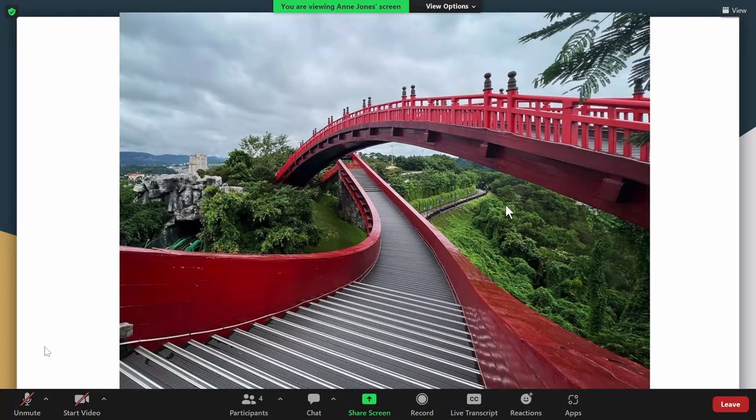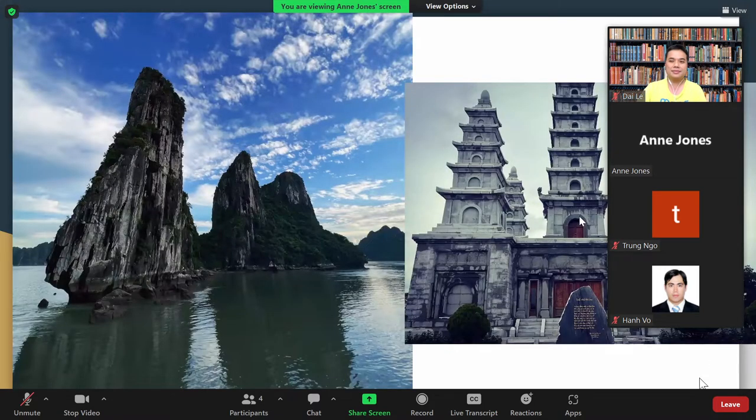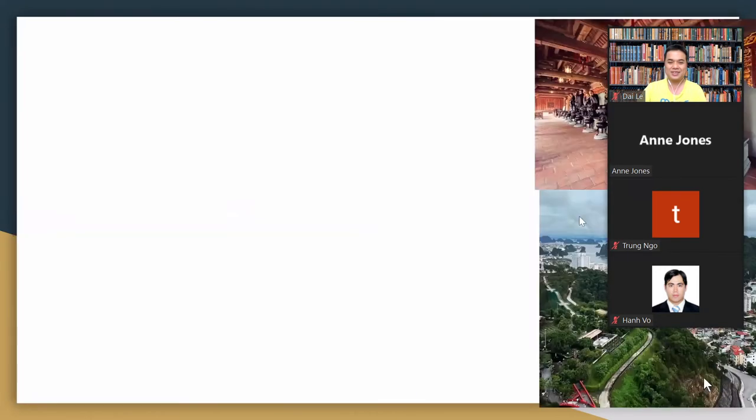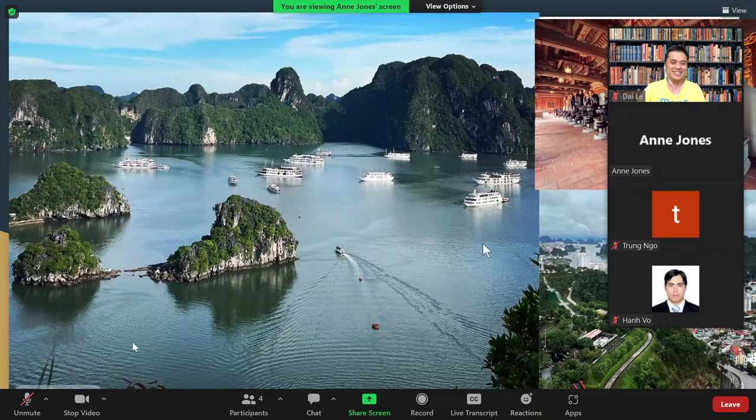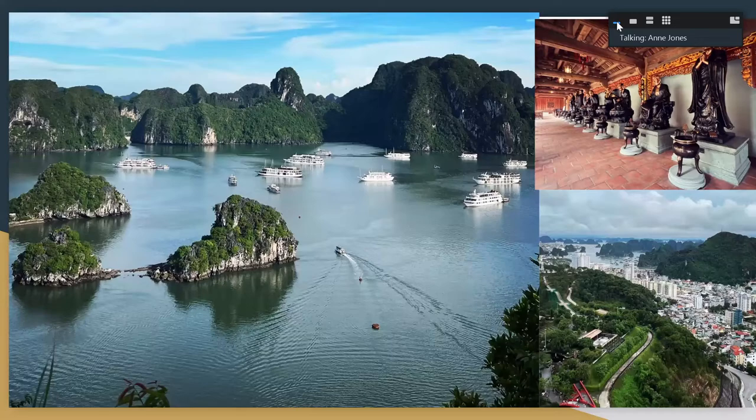Where is this? This is in Halong Bay. It's beautiful. I did a half day trip on a boat. Okay, so here is Halong Bay. Beautiful pagoda. So pretty, right? They have a cable car, where it takes you in the air and you get to look over Halong Bay, like what they have in Switzerland. Very pretty.